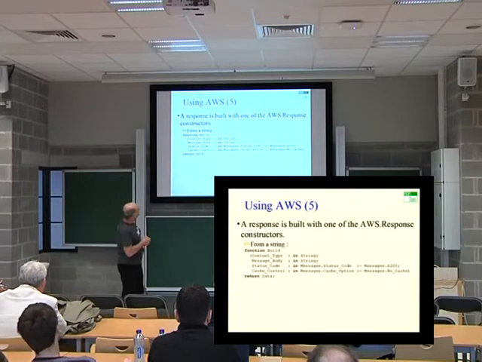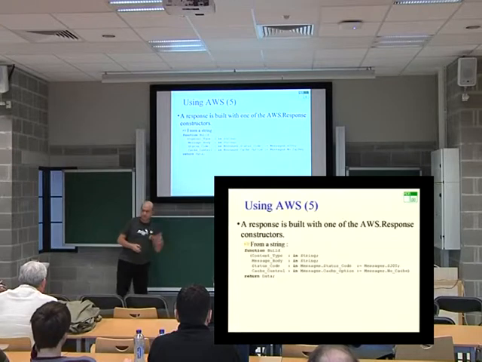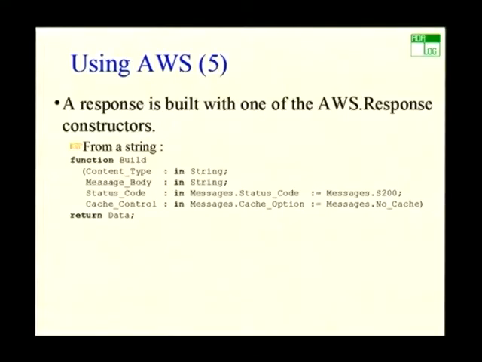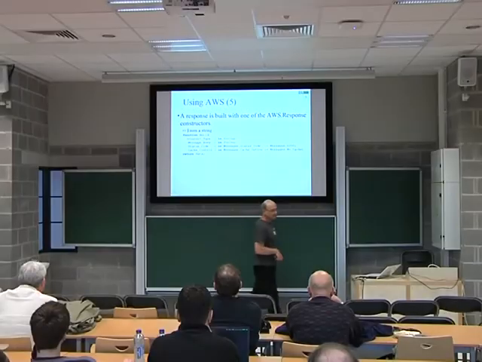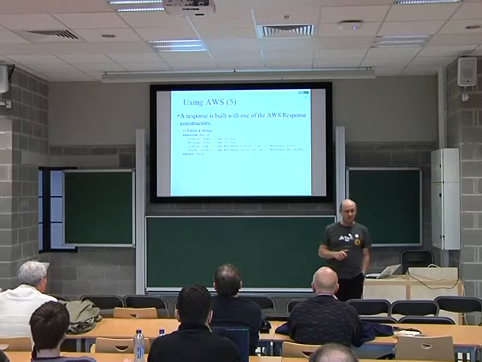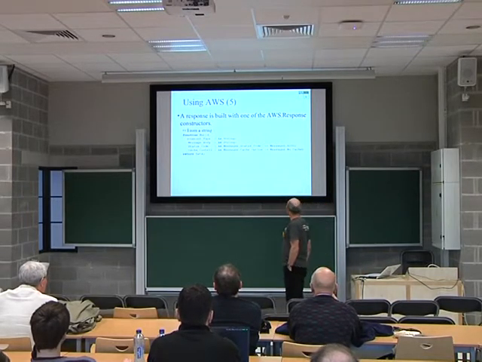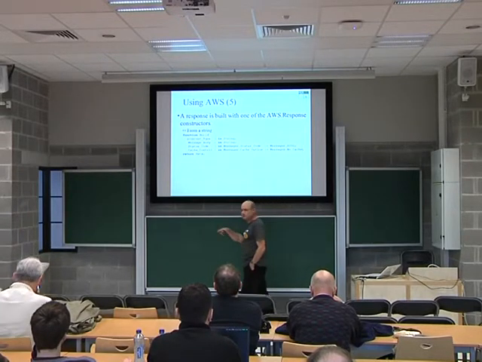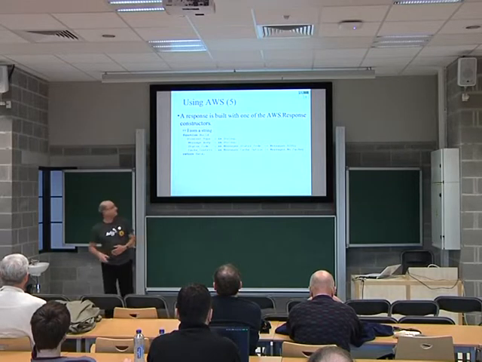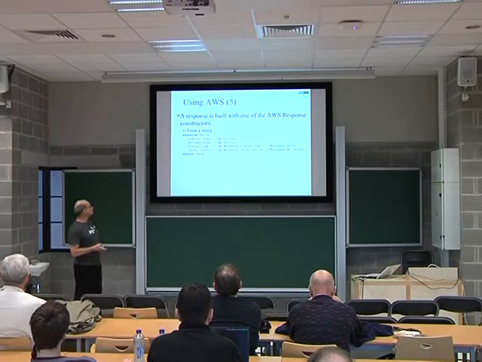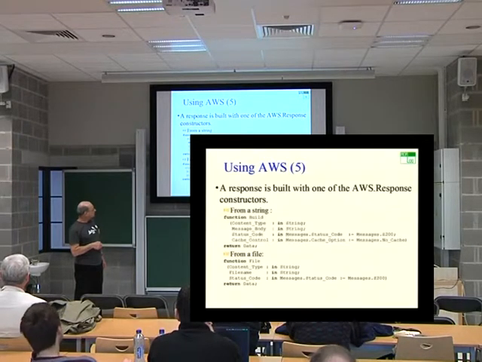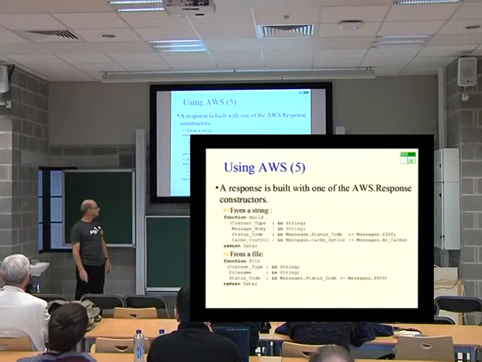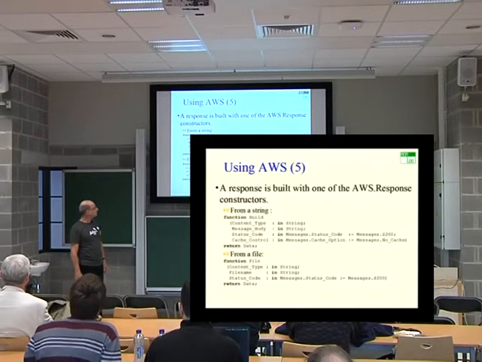As I mentioned before, the first one is from strings that you can have computed by various means. So note, by the way, here we have parameters with a default value. So S200 is the standard return code, meaning everything's okay. The other one that you may know is, of course, S404, meaning that the page is not found. 200s are the okay messages, 400s are the error messages. You can also directly give a file name and it will load the file for you and return the content of the file. So simple page server.